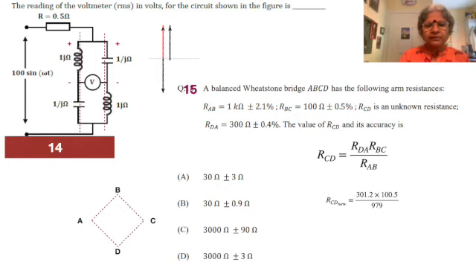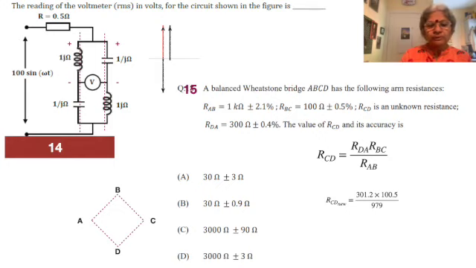Okay, the next problem, the 15th one, we are not given the structure, but it is mentioned as a balanced Wheatstone bridge ABCD. So obviously RCD is equal to RDA into RBC divided by RAB. That is, on the numerator we will have components which have either D or C. Okay, and what are the components? RAB is 1 kilo ohm with a tolerance. RBC is 100 with tolerance. RCD is unknown, as was spoken of recently, and RDA is 300 with a tolerance. The value of RCD and its accuracy: we can find out the value first and then its accuracy.